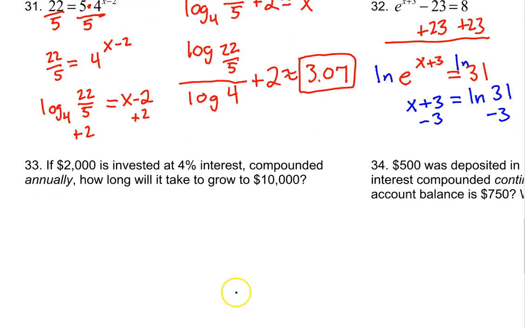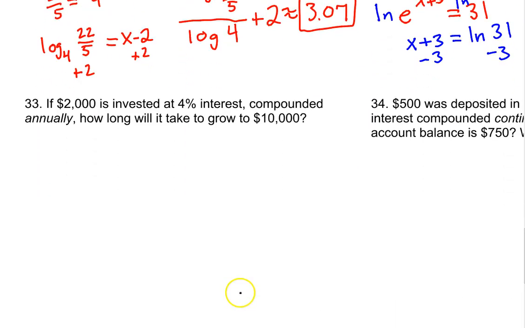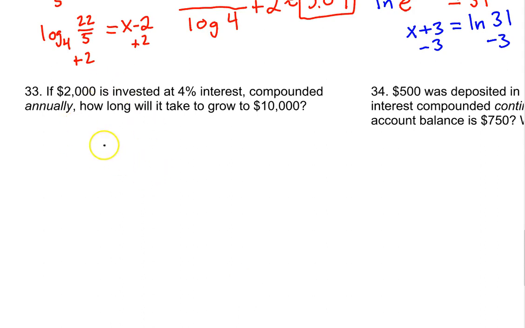Next, let's go ahead and do some interest. So we have a few formulas that we use for these. When it's compounded annually, we had a formula that looked like this. Basically it says what we want to end up with, right?